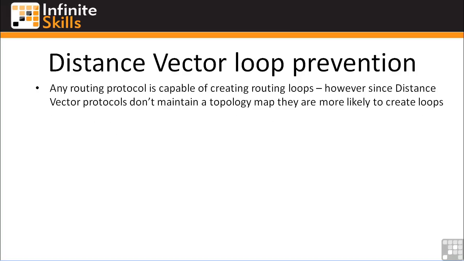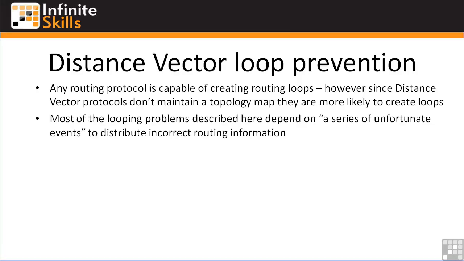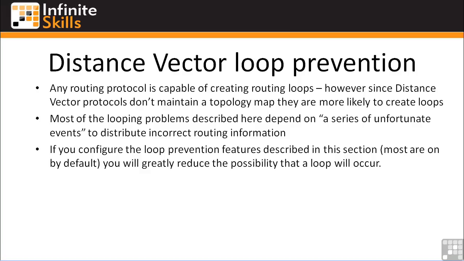Now, I'll be perfectly honest, most of the looping issues that you run into with distance vector routing protocols depend on a series of unfortunate events to distribute incorrect routing information between the routers in the routing domain. And as you'll see as we go through the different scenarios, most of these unfortunate events are simply timing issues. However, if you configure the loop prevention features that we describe in this video, most of which are on by default, by the way, you will greatly reduce the possibility that a loop will occur.